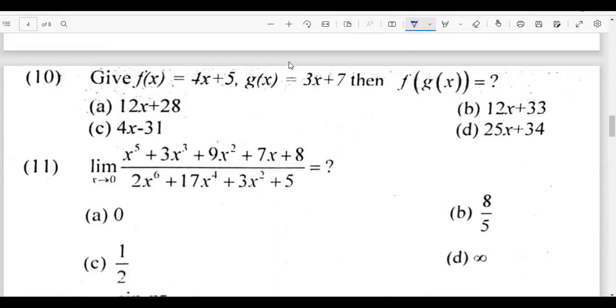Now, since we were talking about functions, I did not talk about composite functions. Just plug in g of x in the x of f of x and then tell me the answer.